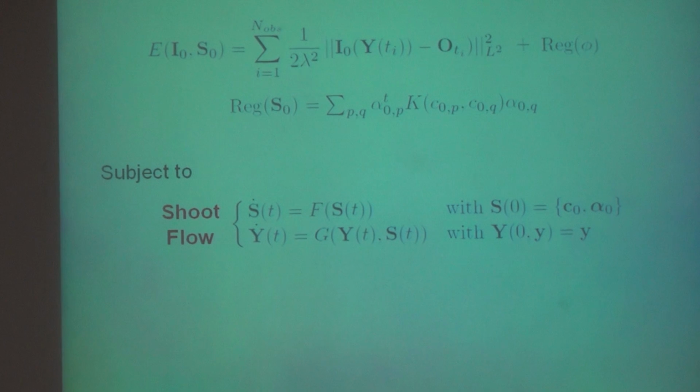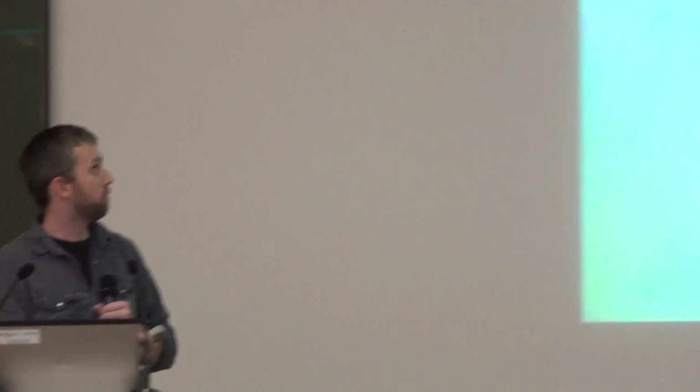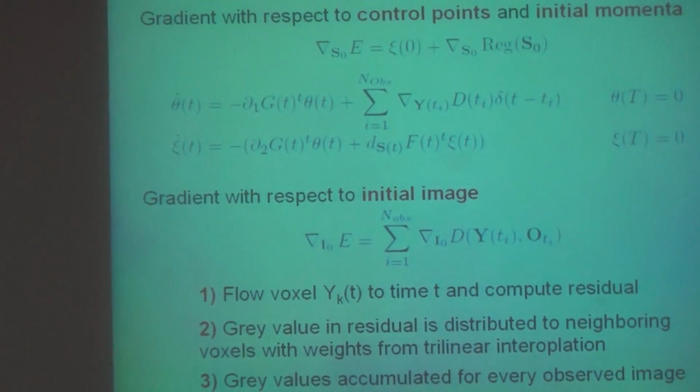So we want to solve this optimization problem, find a minimum of this cost function, to match our observations in a least squares sense. So we think of this as a gradient descent type of solution. We want to compute gradients. First, with respect to control points and initial momenta, the gradient is actually found by solving, again, a coupled system of ODEs.